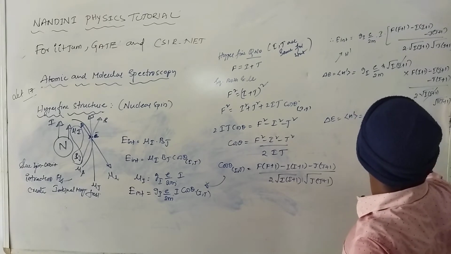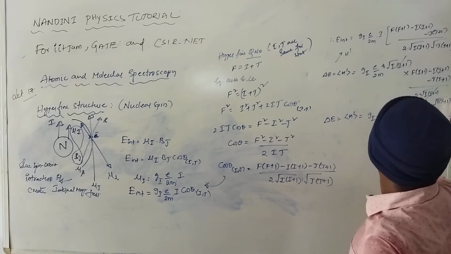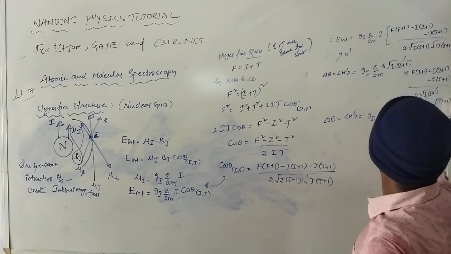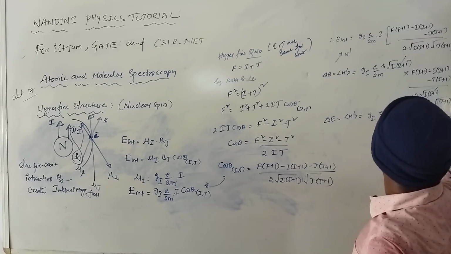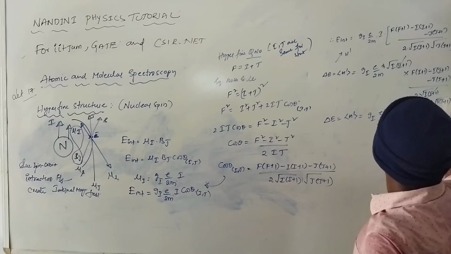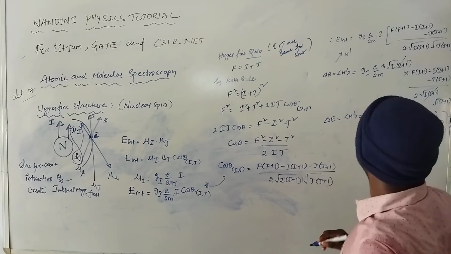into 1 by 2, because you will take common outside this 2, 1 by 2 into f plus 1 minus I into I plus 1 minus j into j plus 1. So, you will get this equation.